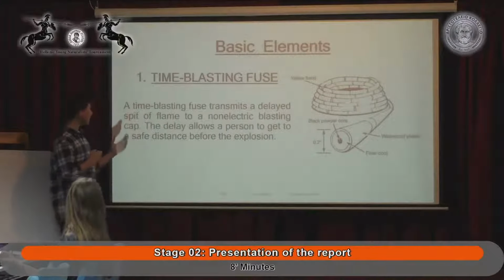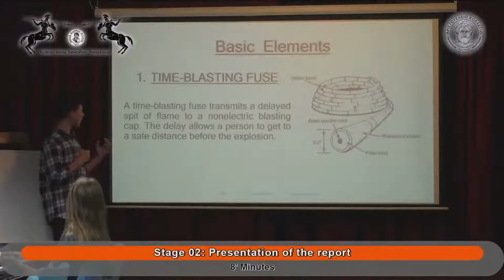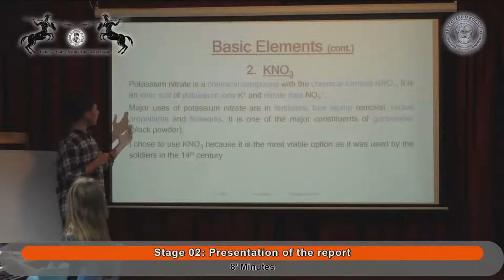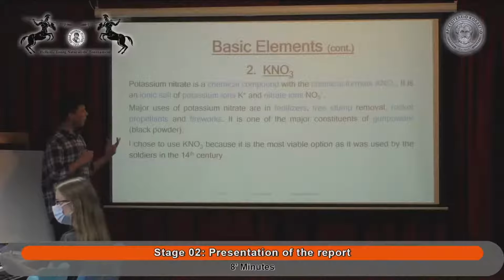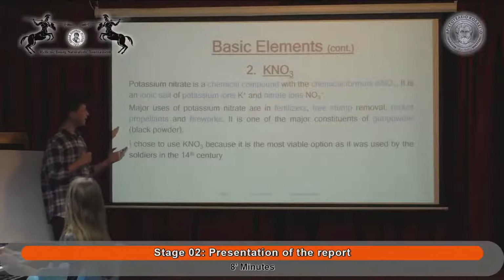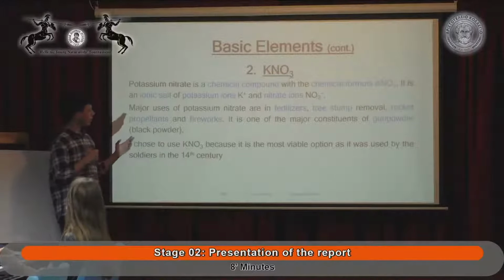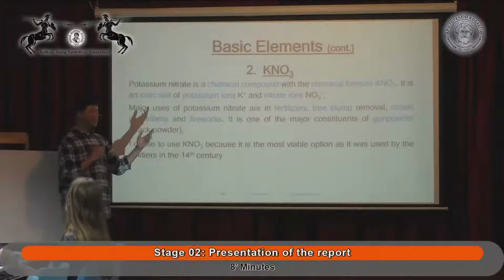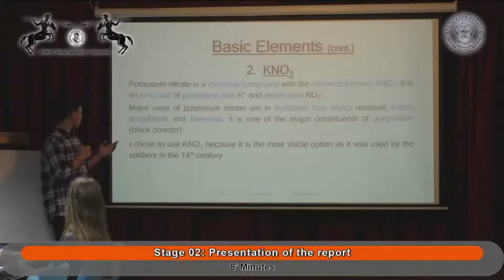Time-blasting fuse. A time-blasting fuse transmits a delayed spread of flame to a non-electric blasting cap. The delay allows the person to get to a safe distance before the explosion. Potassium nitrate is a chemical compound with the chemical formula KNO3. It is an ionic salt of potassium ions K+ and nitrate ions NO3-. Major uses of potassium nitrate are in fertilizer, stump removal, and rockets.